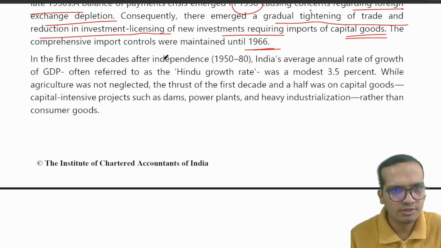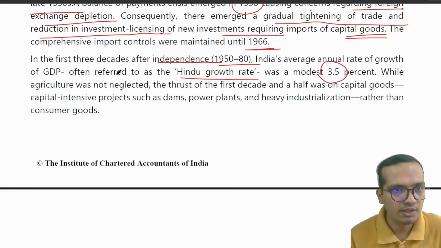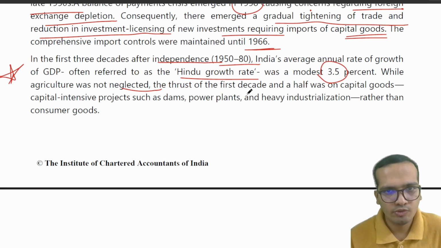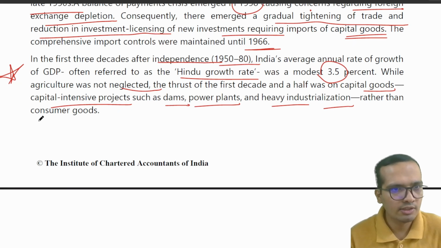In the first 3 decades after independence, that is 1950 to 1980, India's average annual rate of growth of GDP, often referred to as the Hindu growth rate, was a modest 3.5%. Mark this. While agriculture was not neglected, the thrust of the first decade and a half was on capital goods, capital intensive projects such as dams, power plants, and heavy industrialization rather than consumer goods.